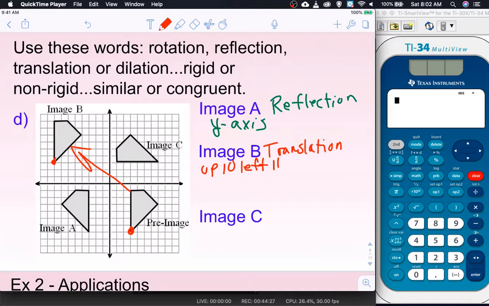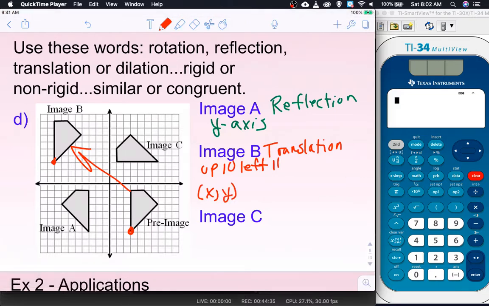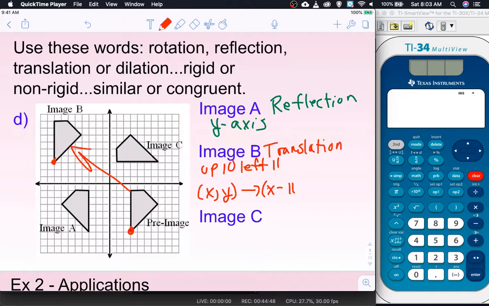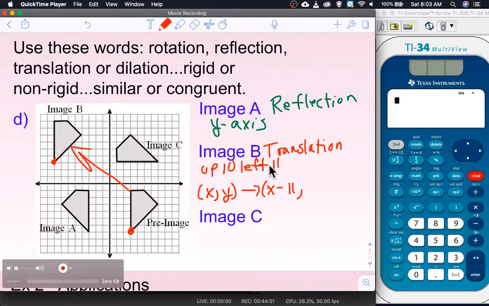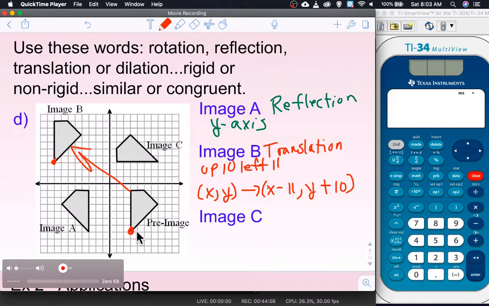So now we have a better answer. Good, better, best. Using the rule x comma y, okay, what's happening to your x value, your sideways direction? Well, that x value is going to get smaller from +3 to -8. It went down by 11. The x direction is left and right. The y went up by 10. Up and down is your y. Up is positive. You're getting bigger and bigger and bigger going up. That is my best answer.